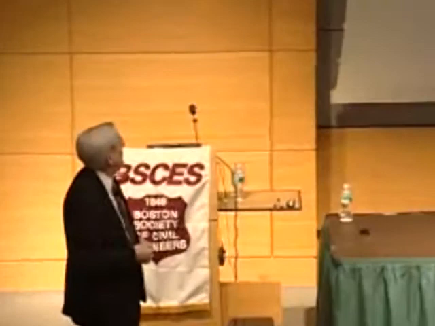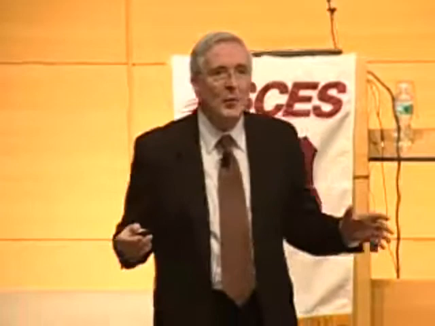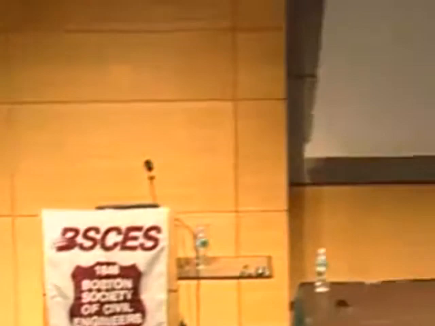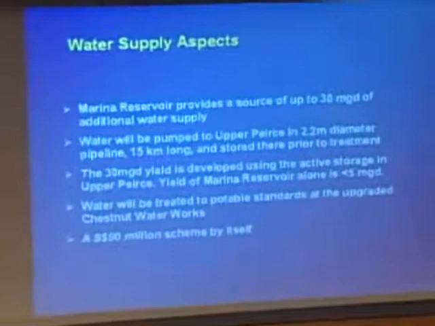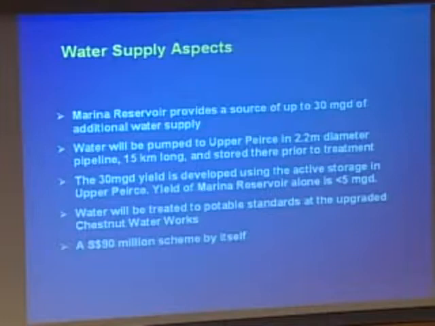The water supply aspects, I don't want to forget about that. This was the number two and maybe number one justification initially, is we're going to pump the water to an upland reservoir about 15 kilometers long and store there prior to treatment. The key thing is there is no yield from Marina Reservoir as Marina Reservoir. The active storage volume is too small. So for those of you who are hydrologists, you know that to get yield from an area, you need active storage. In this particular case, we got the storage in an upland reservoir.